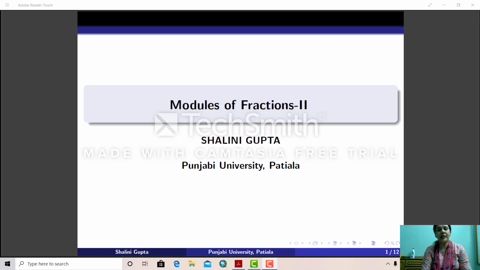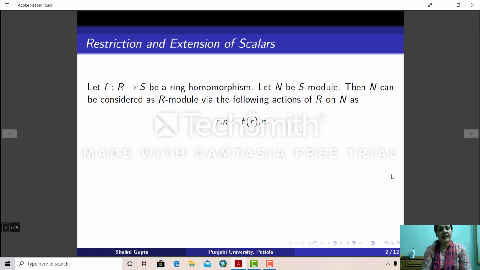Hello students, in the last lecture we have discussed construction of modules of fractions. In this lecture we will discuss restriction and extension of scalars, and further we will discuss certain more properties of modules of fractions. So let us start the lecture with restriction and extension of scalars.